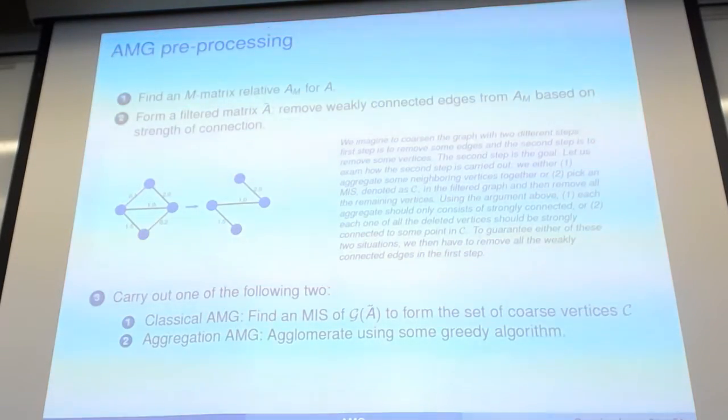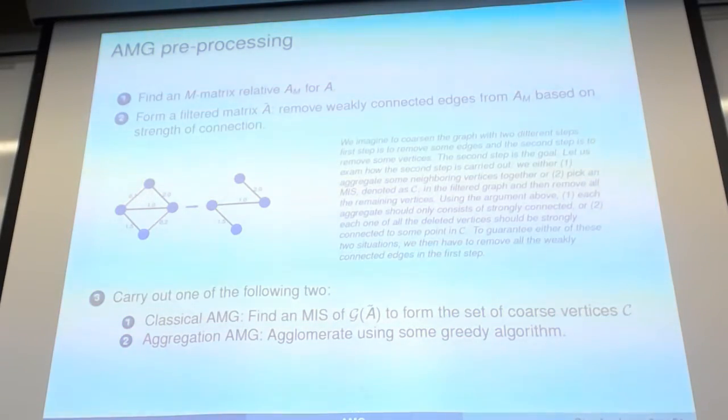Here's how I understand this business. I always kind of get a little bit confused. So how do you drop the edges? You drop the weakly connected edges. So we imagine the coarse graph with two different steps. First step is to remove some edges, and the second step is to remove some vertices. The second step is the goal. Namely, you want to remove some vertices, right? I want to remove the vertices so that I have fewer degrees of freedom.